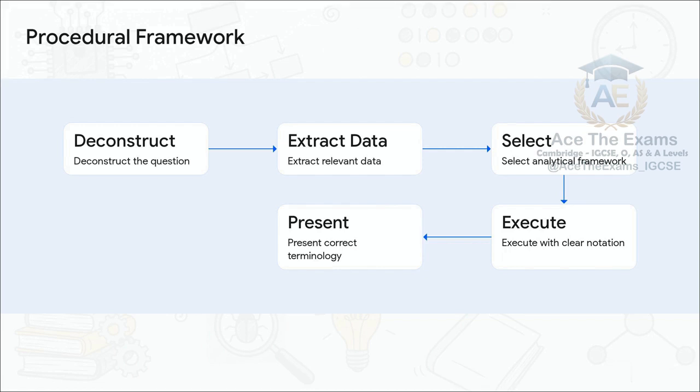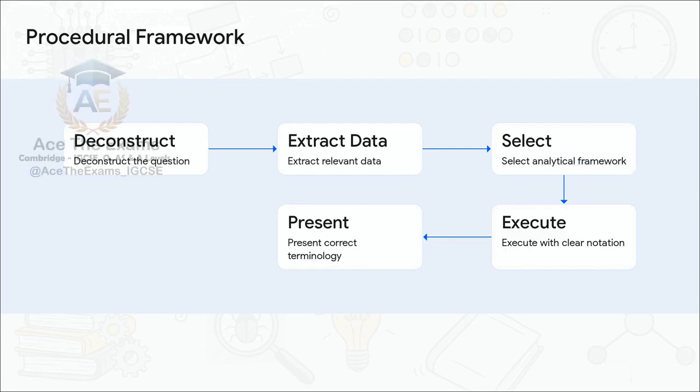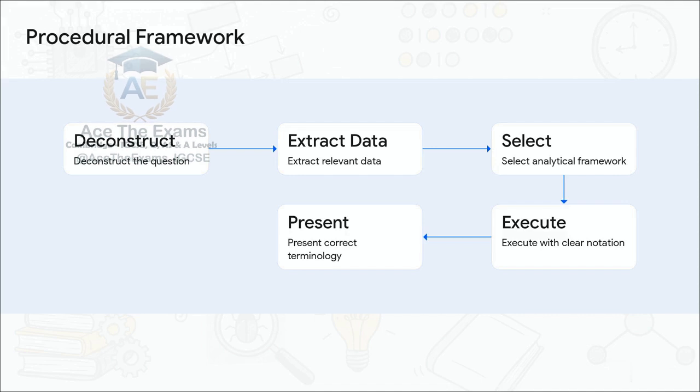Step 2. Extract relevant data. What specific details about the software architecture or hardware constraints are actually provided in the prompt? Step 3. Select your analytical framework. Are you evaluating this based on the BCS duty to the public interest or their duty to the profession? Pick your lane. Step 4. Execute with clear notation. Plan your logic systematically before you write a single word of your final answer.